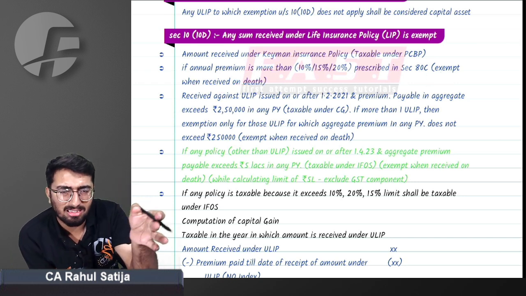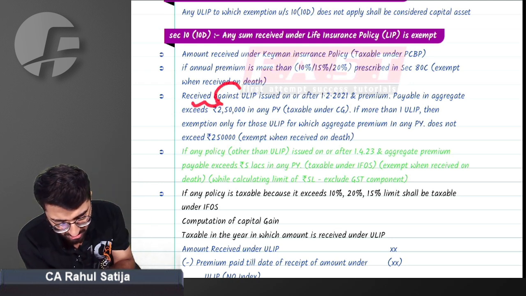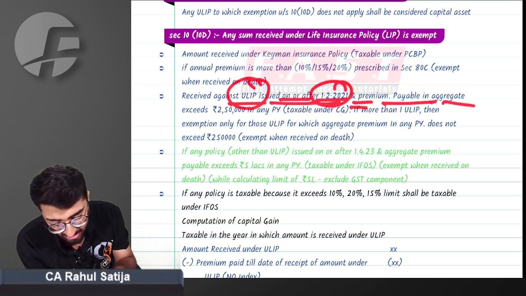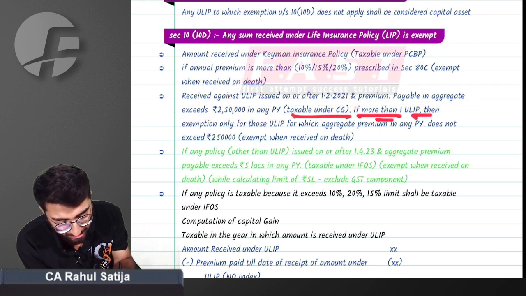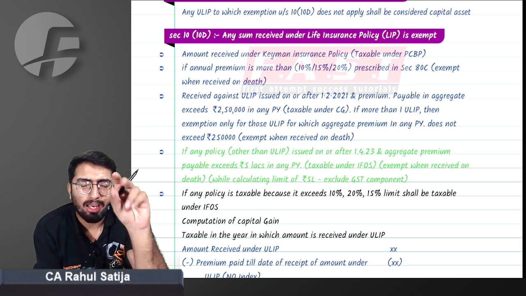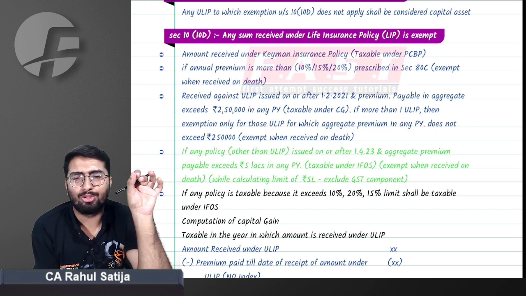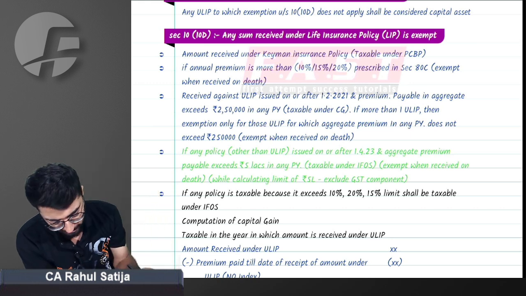Any life insurance policy that is even taxable now at maturity will be exempt if it is received on death. Any amount received against ULIP will be taxable if the ULIP is issued on or after 1st Feb 2021 and premium payable in aggregate exceeds 2.5 lakh in any previous year, taxable under capital gain. If more than one ULIP, then exemption will be available only for those ULIPs whose aggregate premium does not exceed 2.5 lakh. Like in our case, aggregate of two ULIPs, 1.2 lakh and 1.3 lakh, was up to 2.5 lakh, so I can take exemption against those ULIPs. And balance units were simply taxable under capital gain.